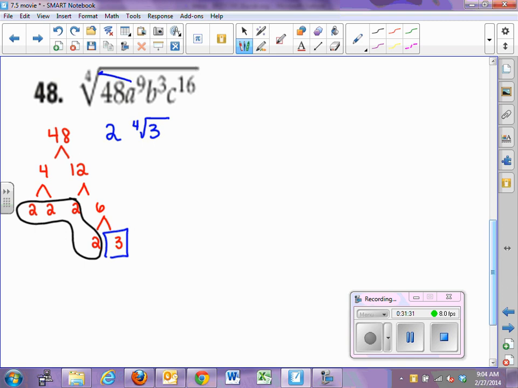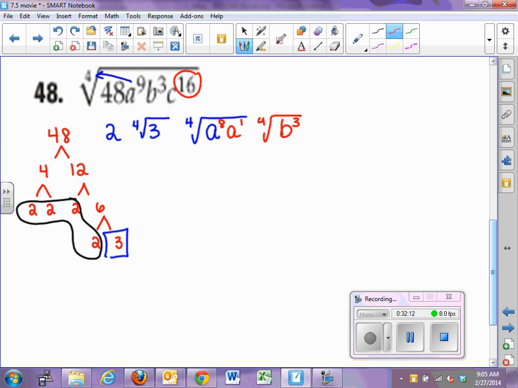Now, a to the 9th, under the 4th root. It's the fourth root of a to the... what's the biggest exponent that's a multiple of 4 and less than 9? Isn't it 8? So isn't a to the 9th equal to a to the 8th times a to the 1? Sure is. Then I'm left with the fourth root of b to the third. 3 is too small to simplify this; 3 over 4 is less than 1, so I can't do it.